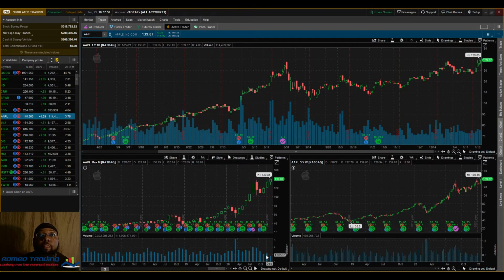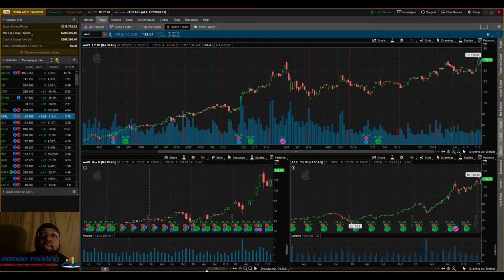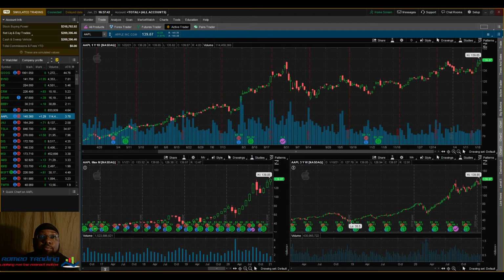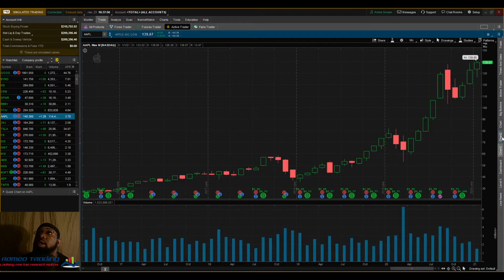And I'm going to start on the monthly time frame because you guys may not want to jump straight into day trading. You may want to take it slow, get familiar with the system, get warmed up first. So I'm going to start off with the monthly chart. I'm going to take off the daily and the weekly chart. So this is just a monthly chart.